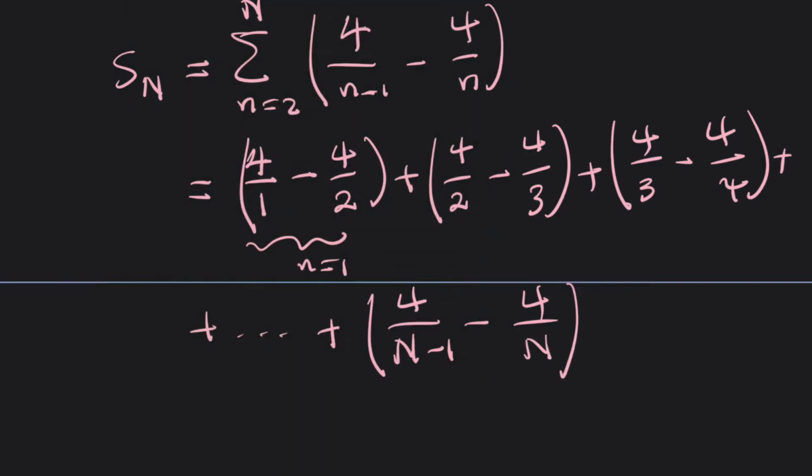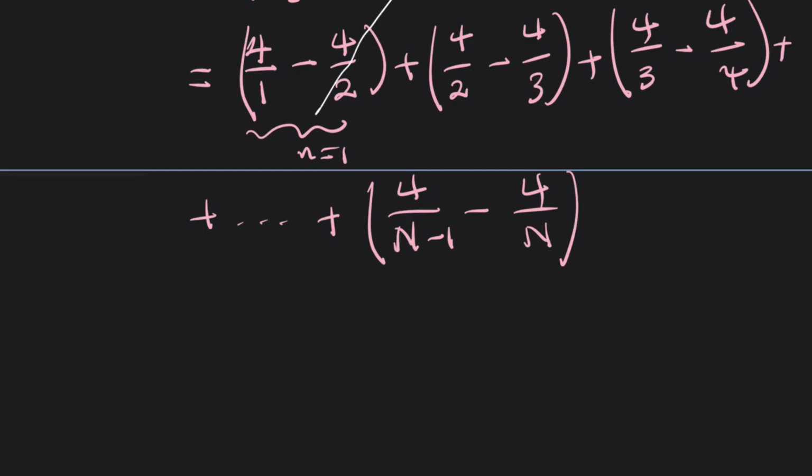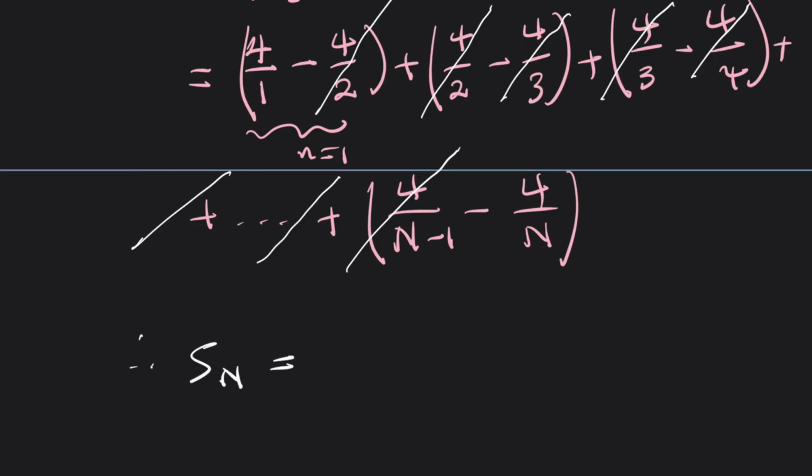Now observe that we have 4 over 2, which cancels with 4 over 2. 4 over 3 cancels with 4 over 3. So 4 over 4 will cancel out with some 4 over 4. And the term here will cancel out with 4 over n minus 1. So this tells me that S_N is given by 4 divided by 1, which is 4, that's the remaining term, then minus 4 divided by N. So this is the partial sum.